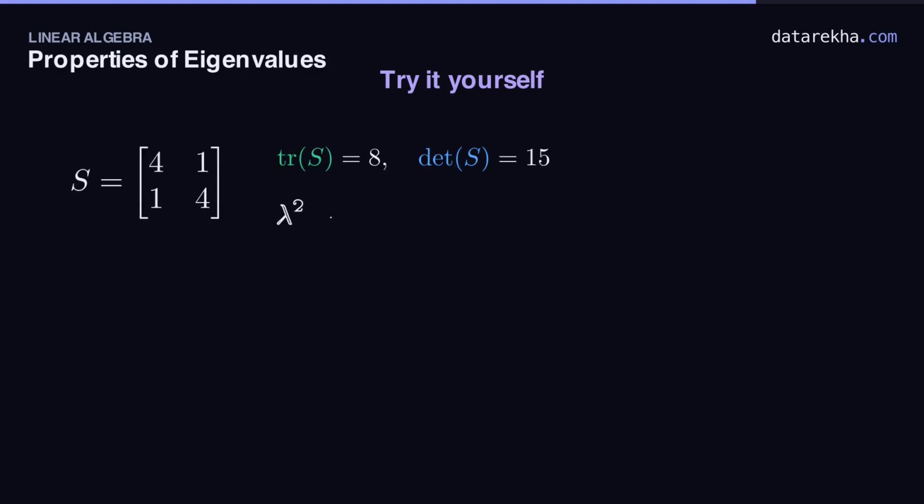The trace is 8, the determinant 15. So the characteristic equation is lambda squared minus 8 lambda plus 15. That factors into (lambda minus 5)(lambda minus 3). So the eigenvalues of S are 5 and 3, both real, as symmetry promised.